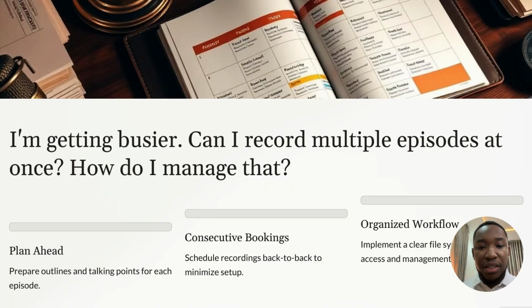Okay, the next question is, I'm getting busier. Can I record multiple episodes at once? And how do I manage that? I've been here. I've had to juggle my work while producing my own podcast. If your schedule starts to feel like you're juggling, you may want to start batch recording a lot of episodes. The first thing you want to do is plan ahead. Start by lining up several episodes in advance. When you have a clear roadmap, recording multiple episodes in one go becomes much easier. You want to schedule back to backs, because we've had days where we shoot 3 or 4 episodes on a Saturday, back to back to back.